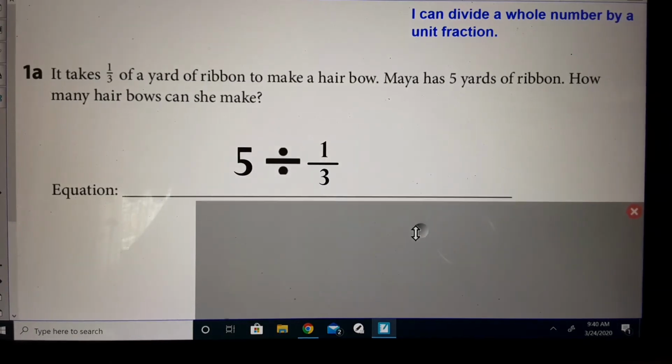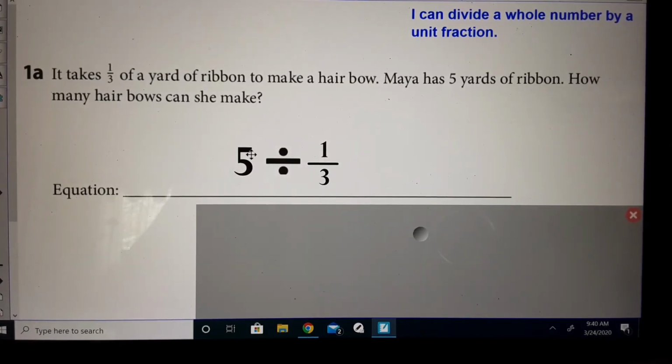The equation would look like this: 5 yards of ribbon being divided into pieces that are 1/3 of a yard each. So how many hair bows can she make? If she has 5 whole yards divided into pieces that are only 1/3 of a yard, I'm thinking that means each yard can make 3 ribbons. So the answer must be 15.